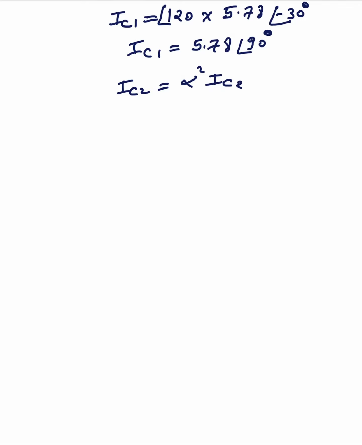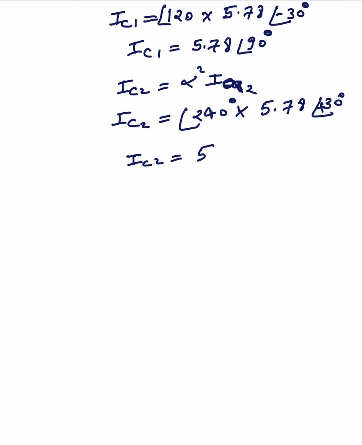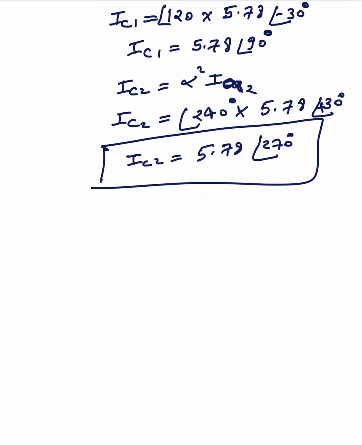Here alpha square is 1 angle 240 degree and that is 5.78 angle 30 degree. Okay, so this is not IC2, actually this is IA2. So IC2 is equal to alpha square into IA2. IA2 value is 5.78 angle plus 30 degree. So IC2 is equal to 5.78 and angle 270 degree. So this is the positive, negative and zero sequence of the symmetrical component.